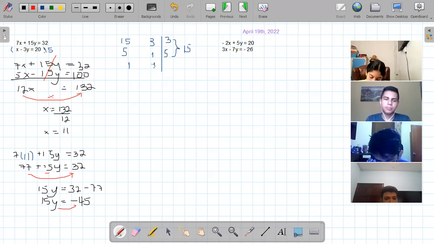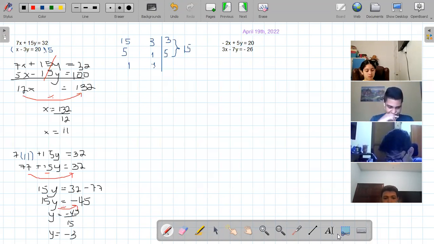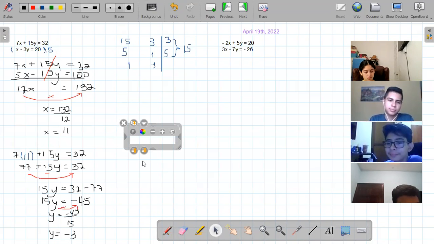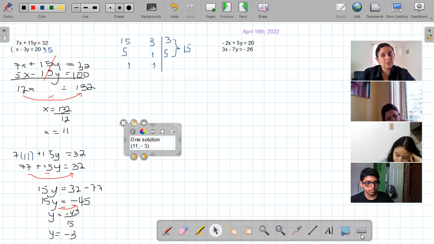15 goes to the other side with an inverse operation, which is division. Therefore, I'm going to have y is equal to negative 45 over 15. So y is going to be equal to how much? Negative 3. So how many solutions do I have? One solution. And what is the solution? 11 comma negative 3. And that's it. That's all that you have to do in this exercise.